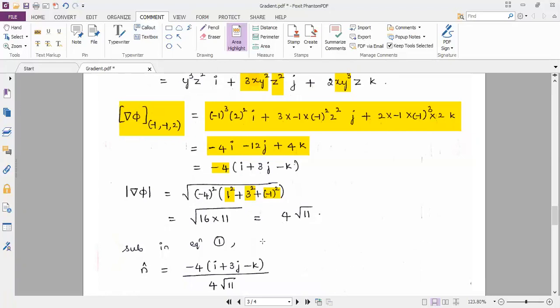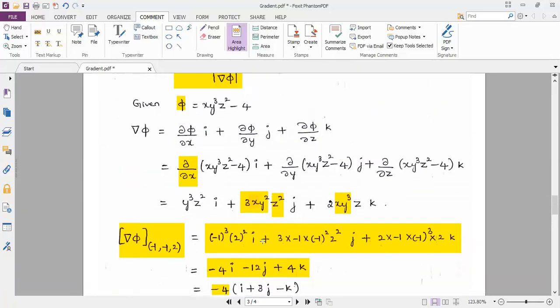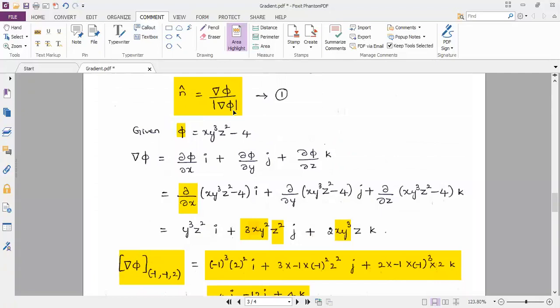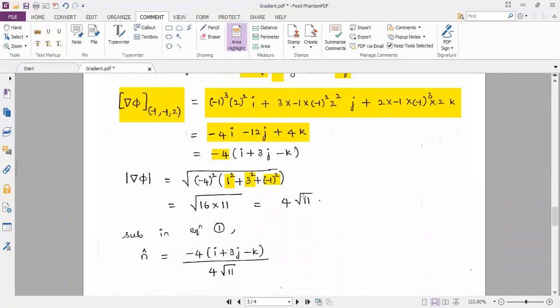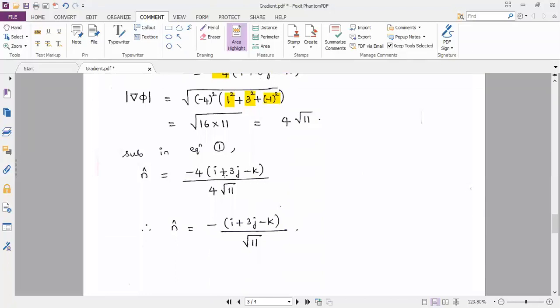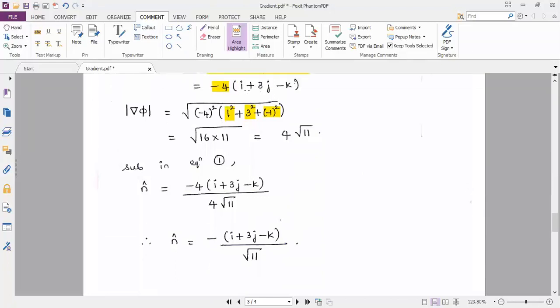Substituting in the formula, that is equation 1. Equation 1 is grad phi divided by magnitude of grad phi. So substituting in that formula, we get n cap is equal to, the expression for grad phi is -4 into (i + 3j - k), divided by magnitude of grad phi, which is 4 root 11. So in the denominator, 4 root 11. 4 gets cancelled and the required answer for the unit vector normal to the given surface is n cap = -(i + 3j - k) divided by root 11.